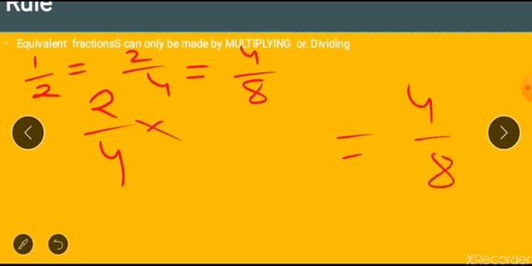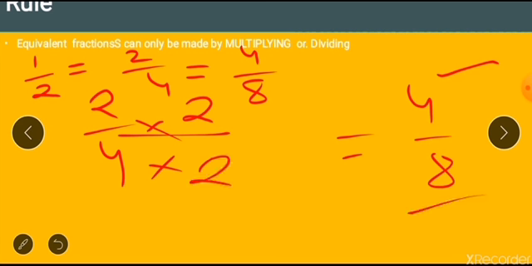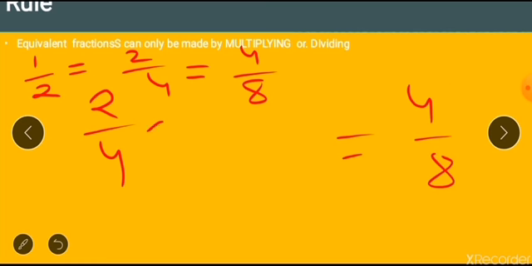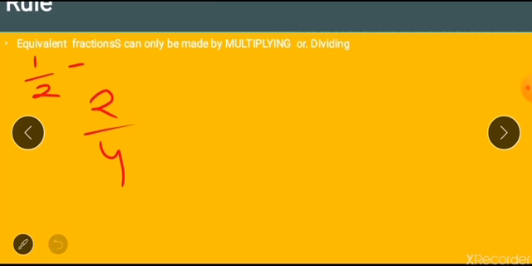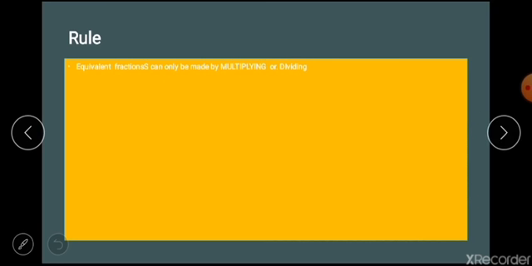So what will you do? You will do 2 into 2, that will be equal to 4, and 4 into 2, that will be equal to 8. So we are multiplying and dividing by the same number so that we can get the equivalent fraction. So this is the rule, students, for equivalent fractions. Hope it is clear to all of you.